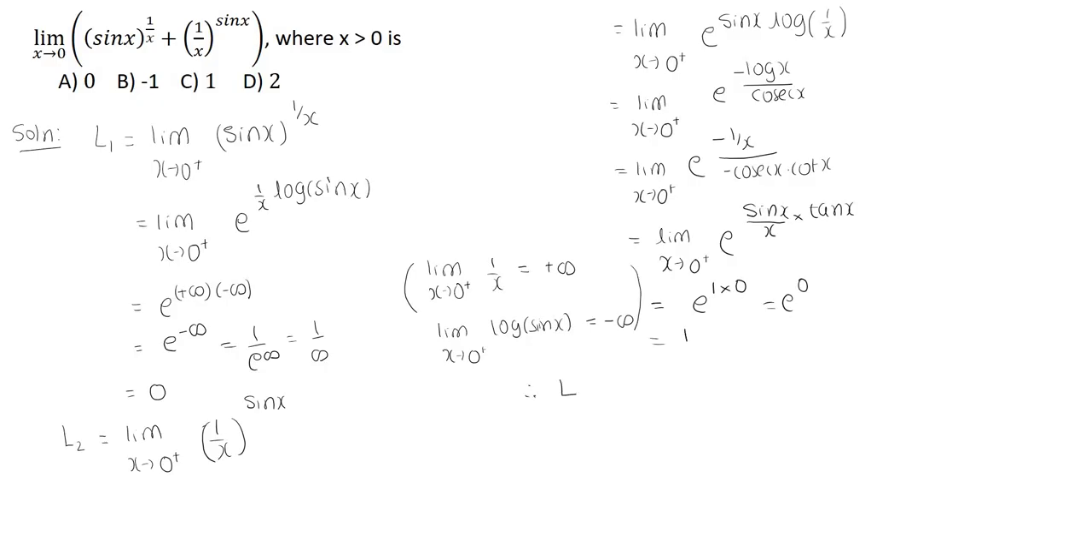Therefore, our actual limit, limit x tends to 0 of (sin x) raised to 1 upon x plus limit x tends to 0 of (1 upon x) raised to sin x, is equal to 0 plus 1. So the final answer is 1 in this case. So the correct option for your question is option C.